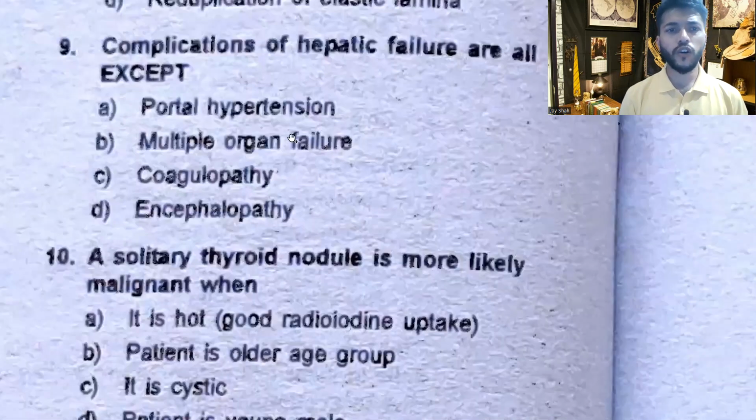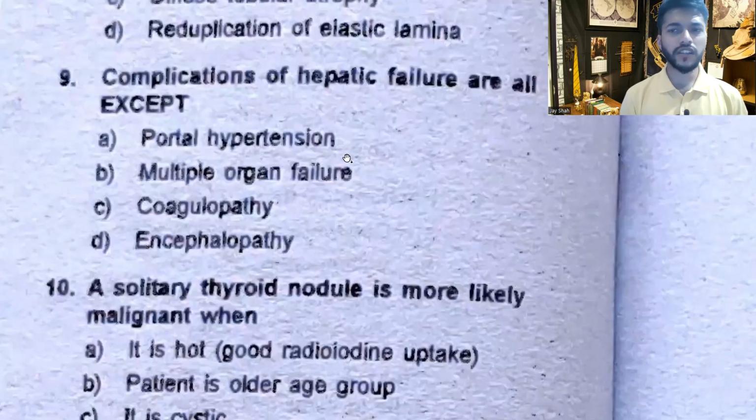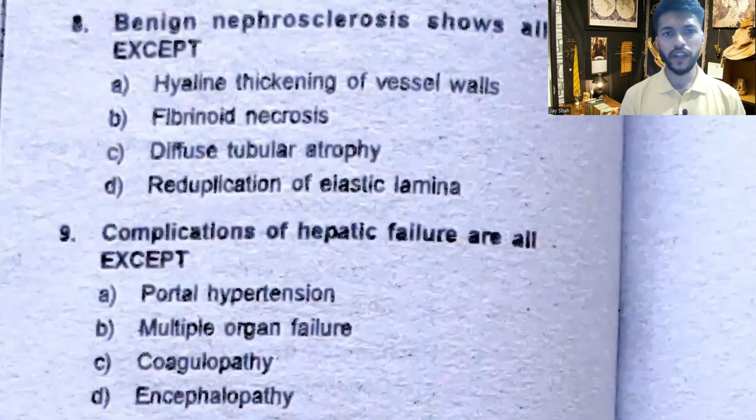Complications of hepatic failure are all except portal hypertension, yes. Coagulopathy, yes. Proteins are not produced. Your urea is not excreted. Multiple organ failure, no. MODS is generally related with kidney failure. It's not related with hepatic failure.